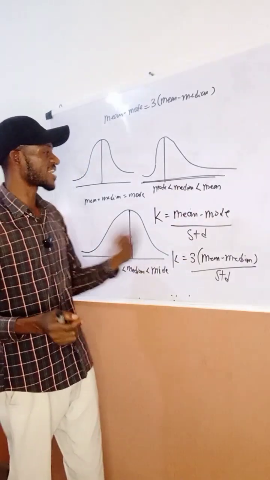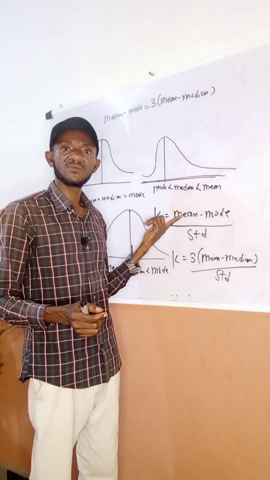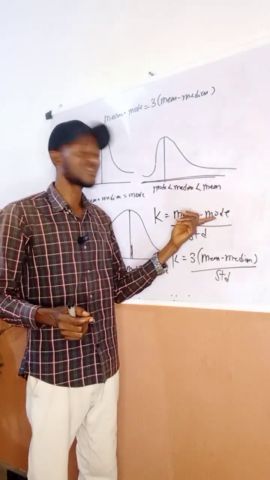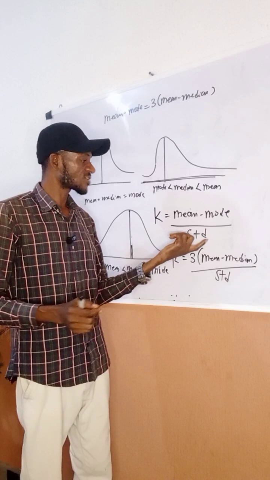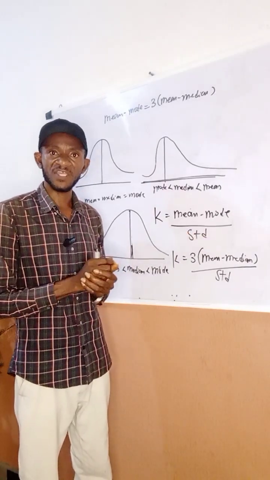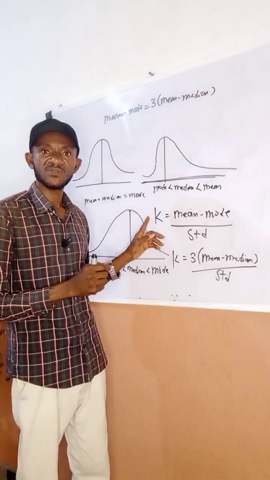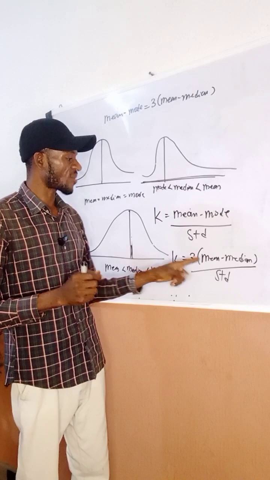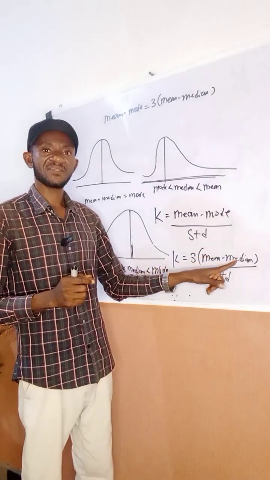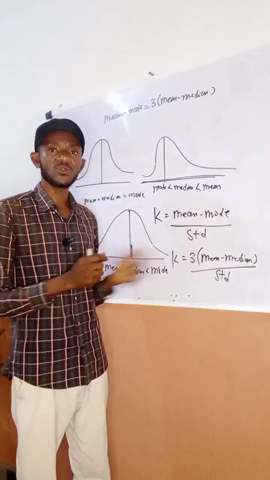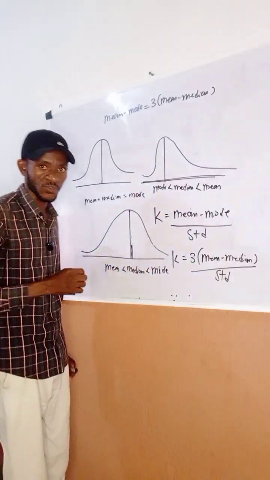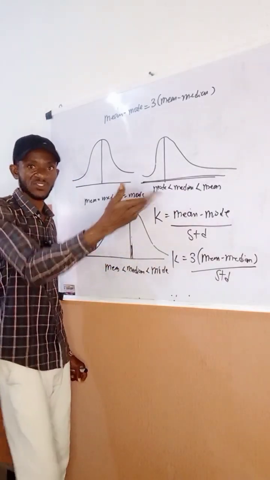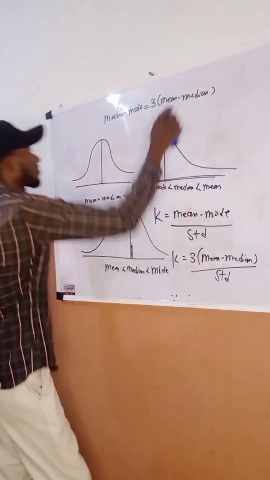Therefore, anybody can give you the mean, give you the mode, and ask you to obtain the coefficient of skewness. Or the person can come and give you the mean and give you the median and ask you to obtain the coefficient of skewness. This formula is what we are going to use. Thank you very much. Let us take one example.